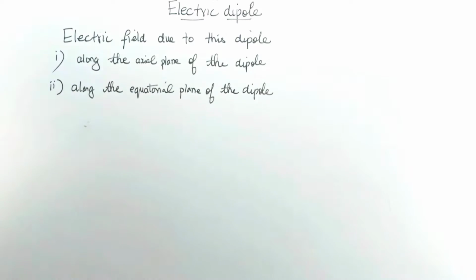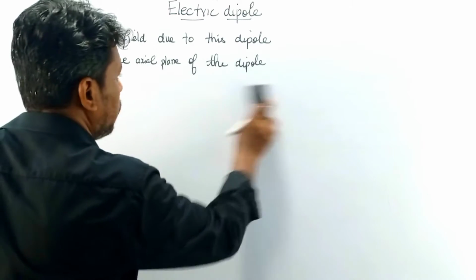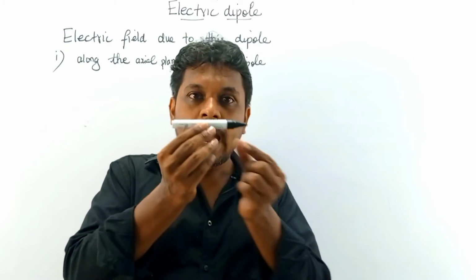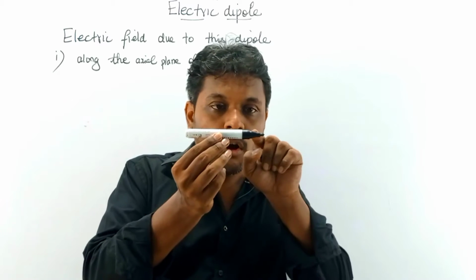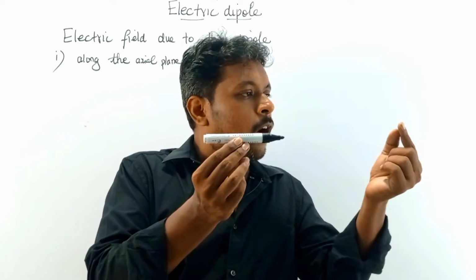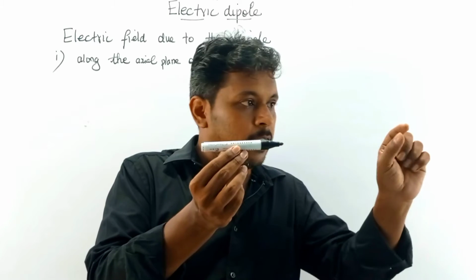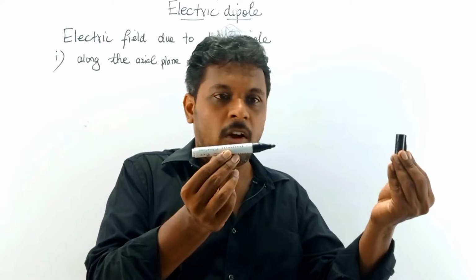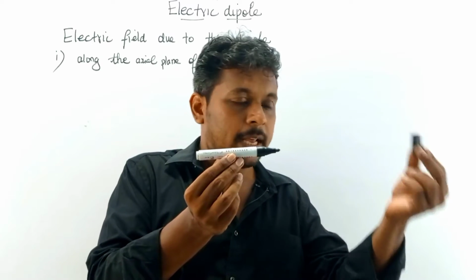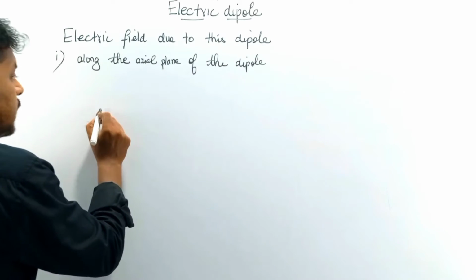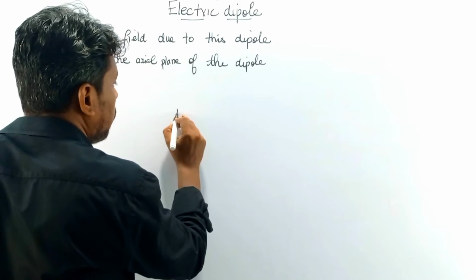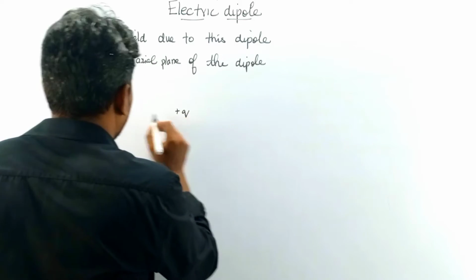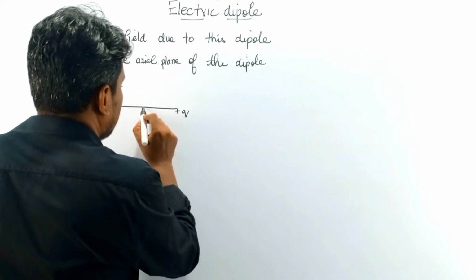So first we will see the electric field along the axial line of the dipole. Along the axial line means, we have a dipole like this, and I am going to find the electric field due to this dipole at some point along the axis. Let us name the point P. So first we will consider a dipole, minus q and plus q. This is the center of the dipole.